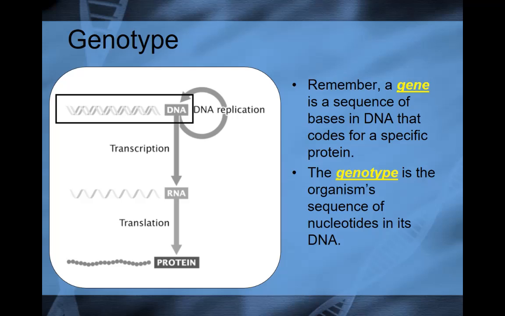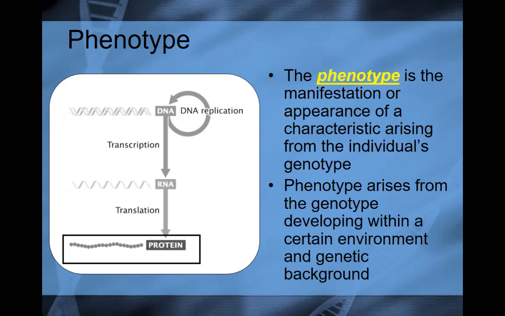Okay, so the genotype is the organism's sequence of nucleotides in DNA. And if you look at this box up here, what we're looking at right here is the DNA. This sequence represents the genotype. The genes are the genotype. And when we start moving on, we go through transcription, we go through translation, and when we do that, we end up producing a protein.